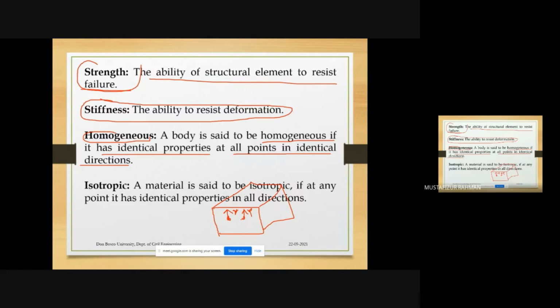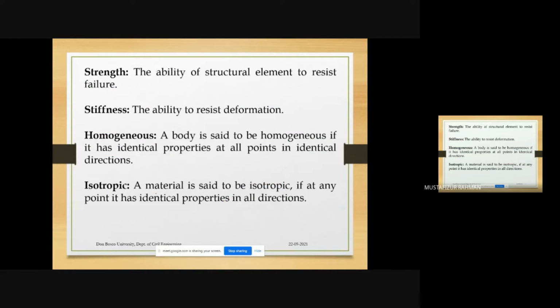Okay. Then there can be isotropic material. What is isotropic material? Isotropic material, if at any point it has identical properties in all directions. Okay. Now, isotropic is what? This is the same type of volume we have of certain material, and at one point, what we are concerned with, one point only. Here, the properties in y direction, properties in x direction, and properties in z direction, they are all same. So that is an isotropic material.